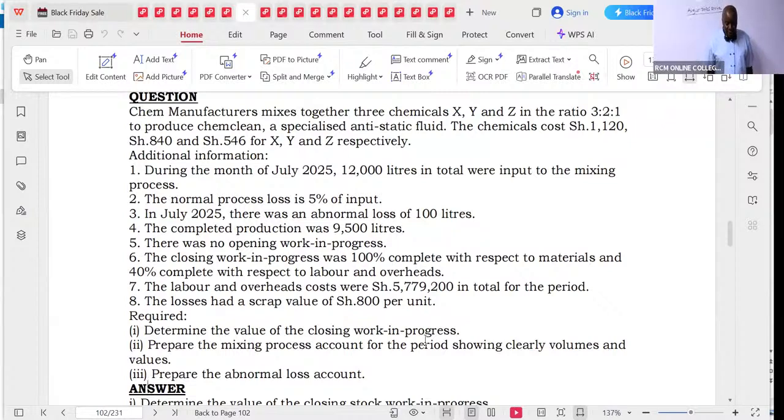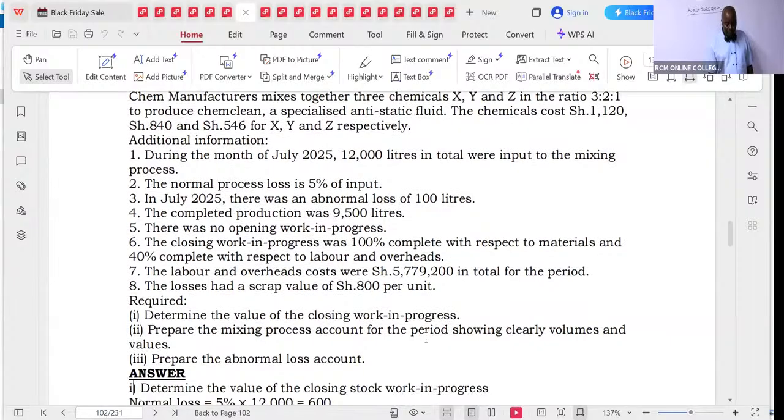So required, they want us to determine the value of the closing work in progress. Prepare a mixing process account for the period showing clearly volumes and values. Last but not least, prepare the abnormal loss account. So if we get this kind of a process question, where shall we start from?